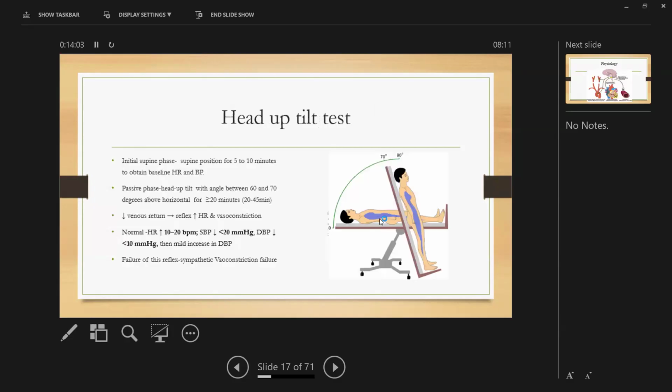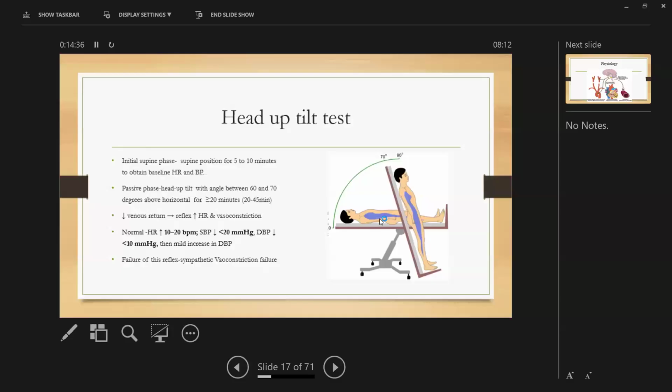So this is the next important test we have to do, the head up tilt test. Here there are two phases. First the patient will be lying supine on the table for 5 to 10 minutes, and the baseline heart rate and BP will be obtained. Then we will slowly and passively tilt the patient head up at an angle of around 60 to 70 degrees. The patient must remain in the tilt phase for a minimum of 20 minutes, and it can go up to 45 minutes.